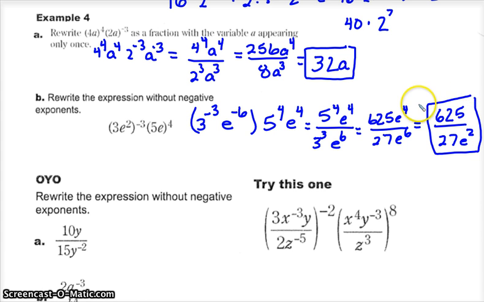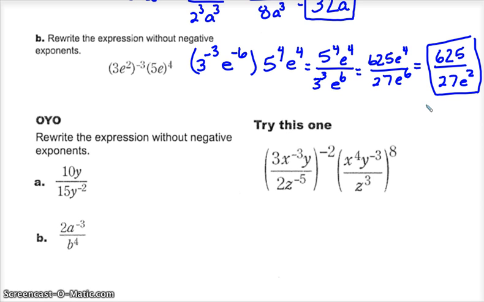Go ahead and pause the video and try the on your own questions and then check your answer. For part A, when it's all said and done, you should have had 2/3 y cubed as your final answer. And for part B, you should have gotten 2 over a cubed b to the 4th. Now, for a real challenge, try this one.